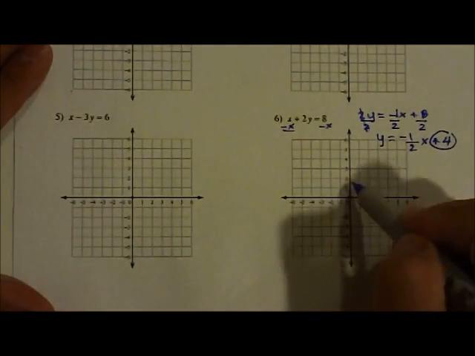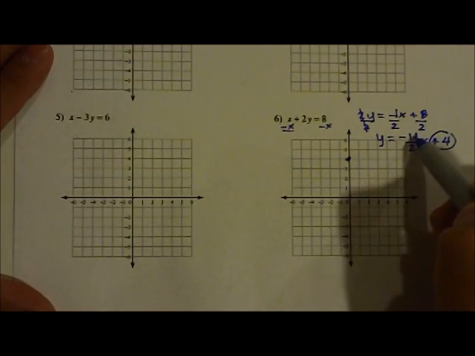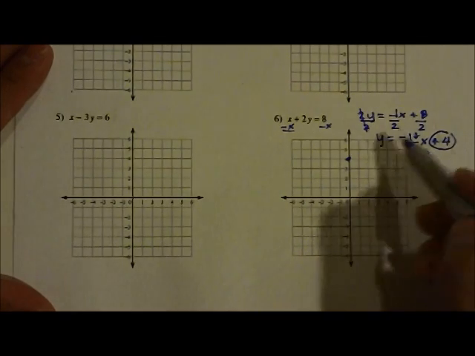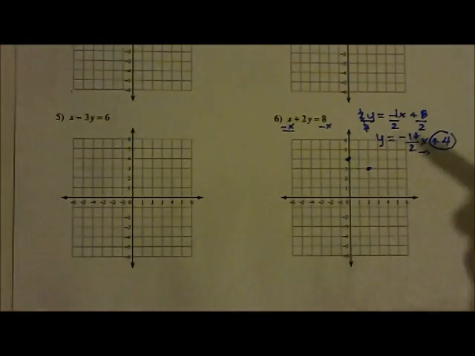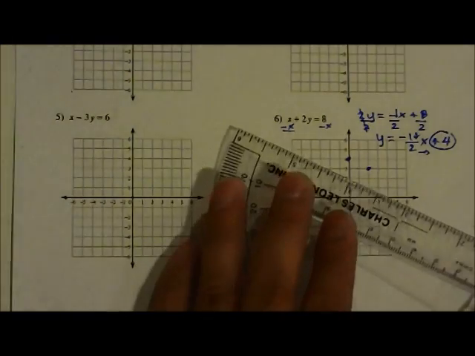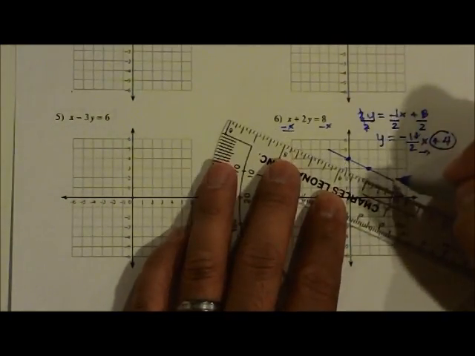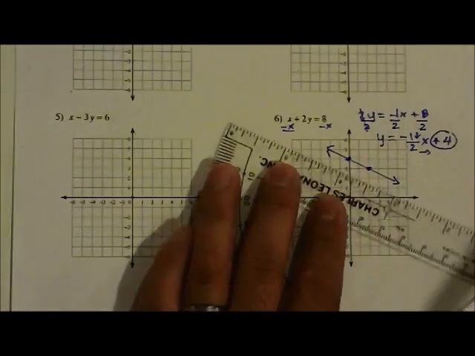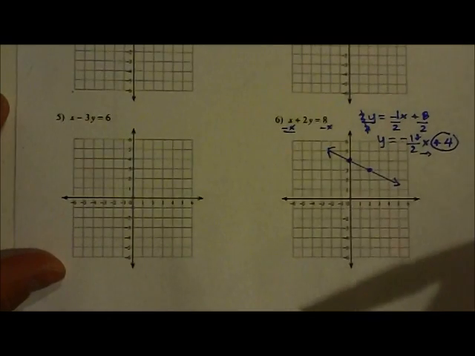So here's plus 4. You're going to go down 1 because it's negative 1, and then over 2. Down 1, and then 1, 2. Place your dot for the second point. And you now have your other line. Alright, let's go and do one more on this one. Let's find one that's a little bit harder.